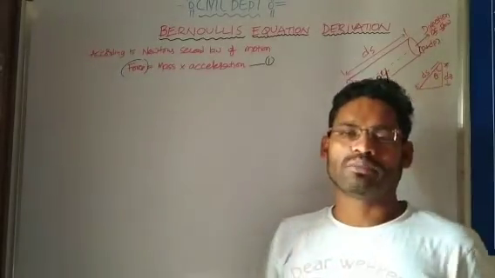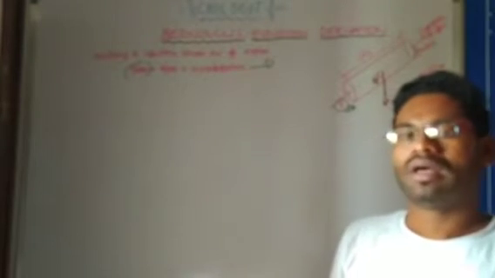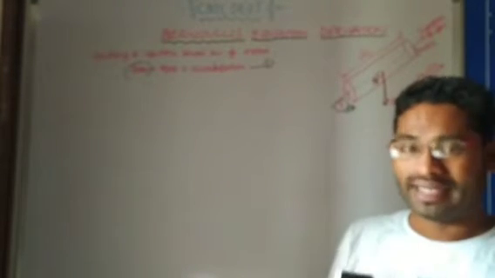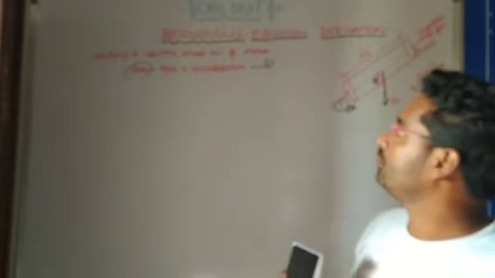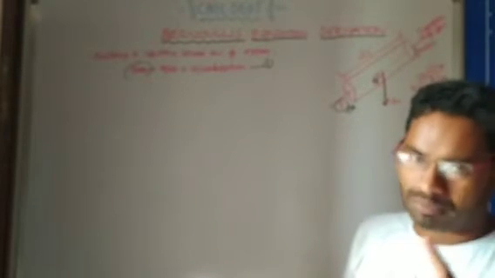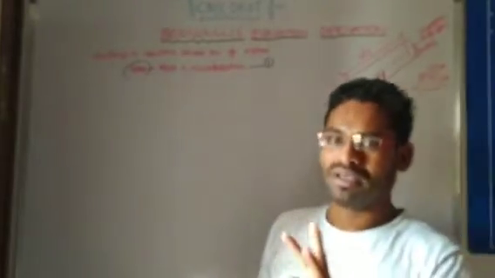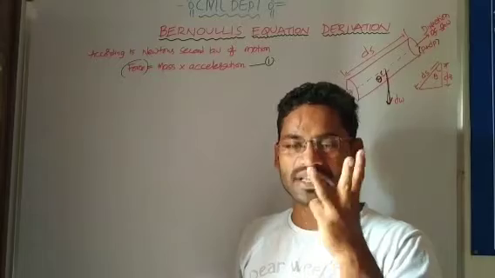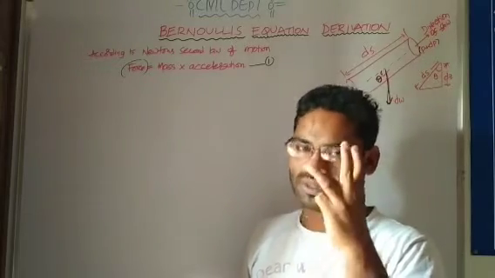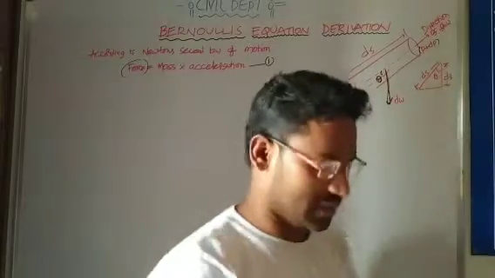Today I am going to explain the topic, Bernoulli's equation derivation. In the previous class, we had a discussion on Bernoulli's theorem. What is Bernoulli's theorem? Bernoulli's theorem is nothing but the sum of pressure energy, kinetic energy, and potential energy is equal to constant. These three energies must be there in Bernoulli's theorem: pressure energy, kinetic energy, and potential energy.